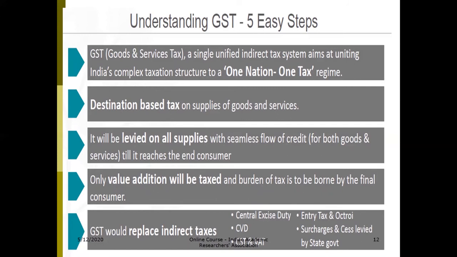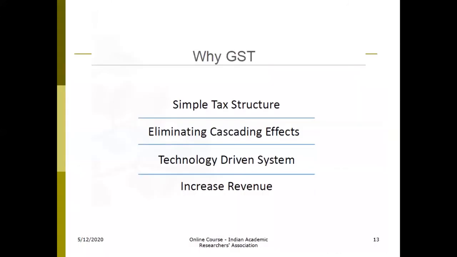GST would replace indirect taxes. That is, many such taxes, that is central excise duty, CST and VAT, entry tax and octroi, surcharges and cess levied by state governments, etc., will be merged into a single tax known as goods and service tax. So why GST? Because of a simple tax structure, eliminating the cascading effect.